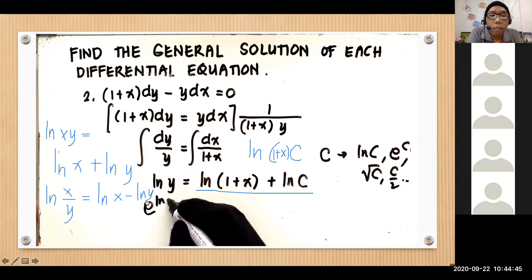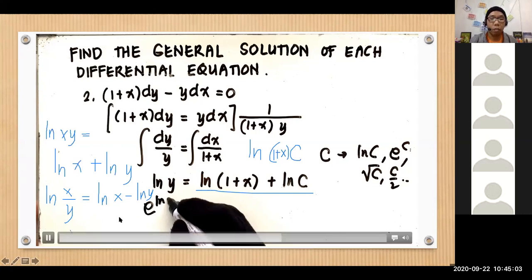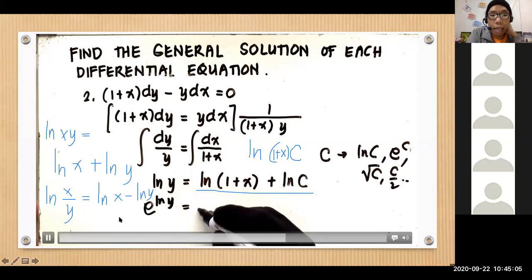Na-recall nyo yan? Guys? Opo, sir. So yan. Ginamit natin yung ganong idea para ma-simplify natin. Kasi you cannot perform anti-logarithmic, anti-ln kapag nakadalawang terms yan. So kailangan muna natin siya mapagsama sa isang term lang. Okay, let's continue. So ang ginagawa na dito is anti-ln.